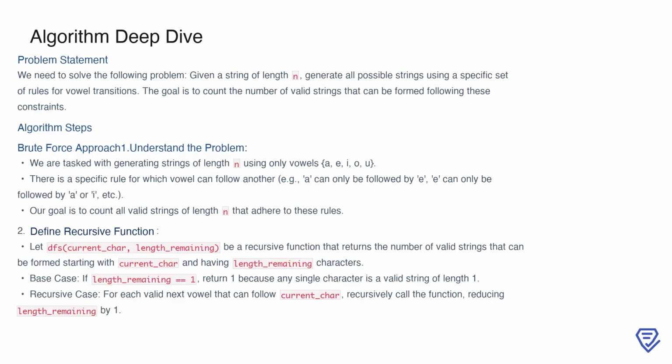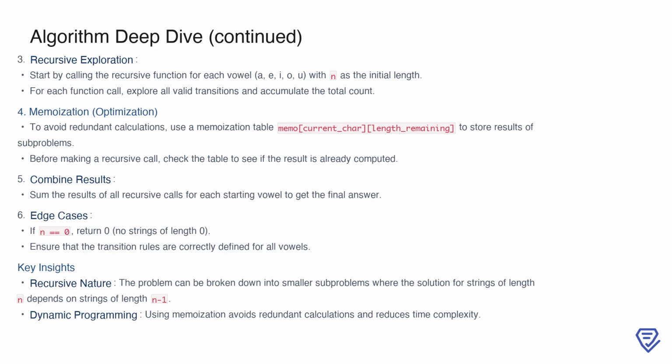A recursive approach can be defined where we use a function dfs(current_char, length_remaining) that calculates the number of valid strings starting with a particular vowel and a given remaining length. The base case is straightforward. If we only need a string of length 1, any single vowel would suffice. For longer strings, we recursively explore all valid transitions from the current vowel, reducing the length by 1 in each step. Now, to implement this recursive approach, we start by calling the dfs function for each of the vowels with the initial string length n.